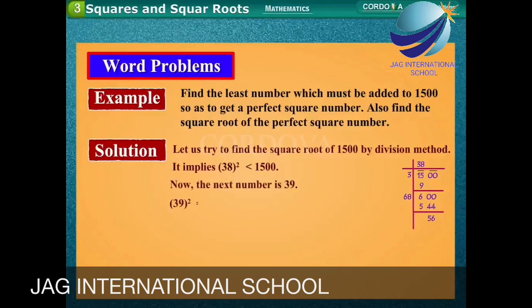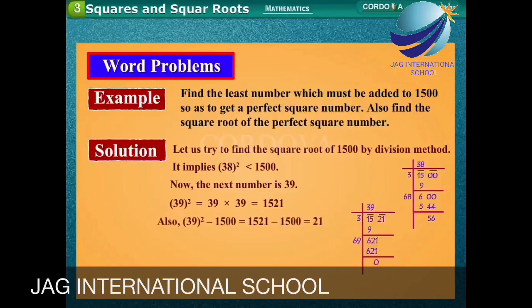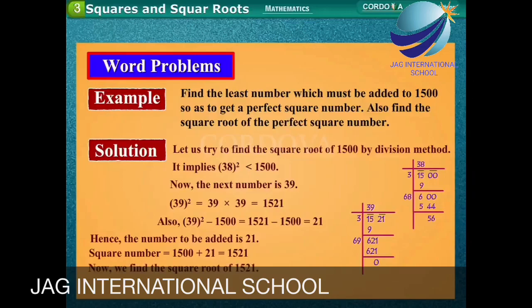39 squared is equal to 39 into 39, which is equal to 1521. Also, 39 squared minus 1500 is equal to 1521 minus 1500, which is equal to 21. Hence, the number to be added is 21. Square number is equal to 1500 plus 21 is equal to 1521. Now we find the square root of 1521. The square root of 1521 is 39.